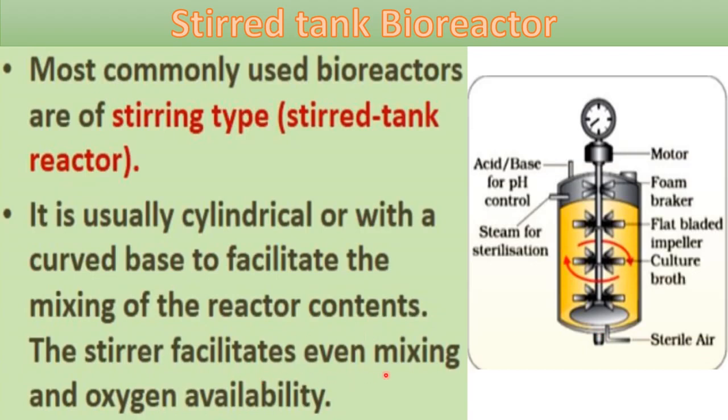The stirrer facilitates even mixing and oxygen availability. Here you can see a stirrer is also present, which helps in mixing of the culture and also oxygen availability. Due to this continuous stirring, there will be more oxygen availability. As you can see here, there is an acid and base inlet for pH control. pH can be controlled by addition of acid or base in the culture. Then this is steam for sterilization. To prevent our culture from any contamination, steam goes inside for sterilization.